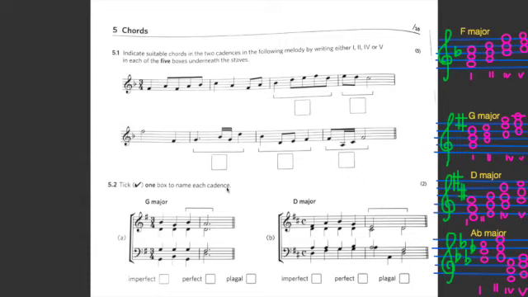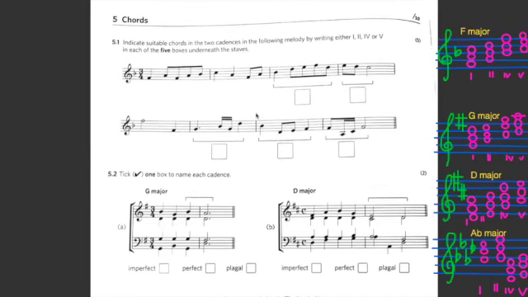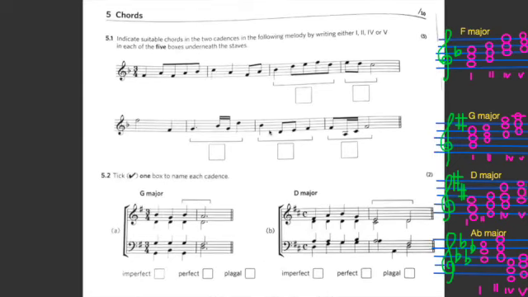This is the Grade 5 Sample Paper A from 2021 chords question. The first question in chords will be a melody question, and this is the only question where they will not state the key signature or the key that we're in. So we need to find out the key first.